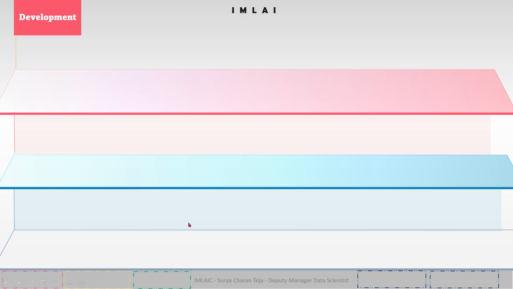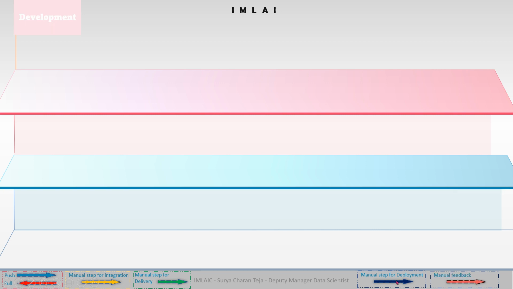Just look down here at the most bottom part of your screen. Here we have a conventional representation of various symbols. Blue is for the push, red is for the pull, manual step for integration is yellow, manual step for delivery is green, manual step for deployment is dark blue, and manual feedback is dark red.